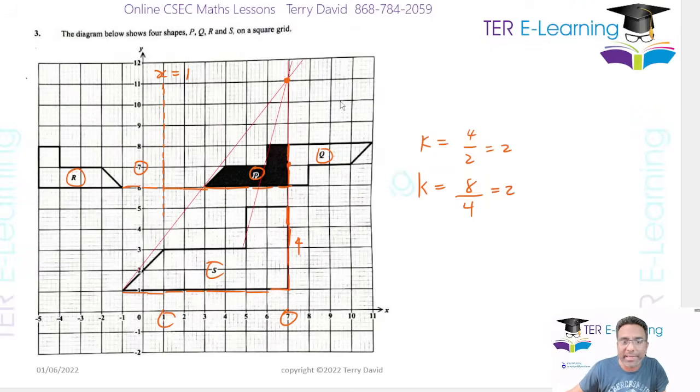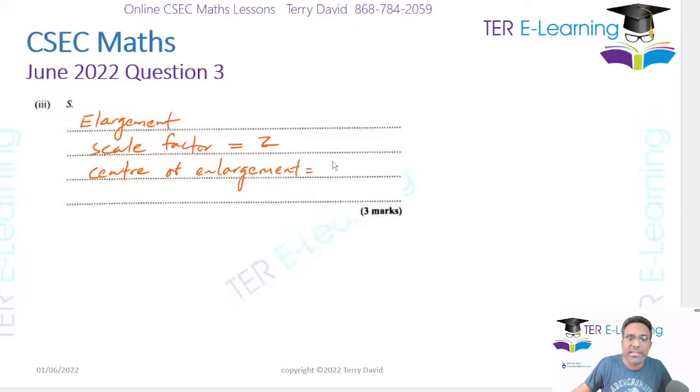up at this point here, which is 7, 11. So that point there is actually my center of enlargement. So this here is 7, 11. So 1 mark for this, 1 mark for this, 1 mark for this. That's where they're getting this 3 mark thing from.